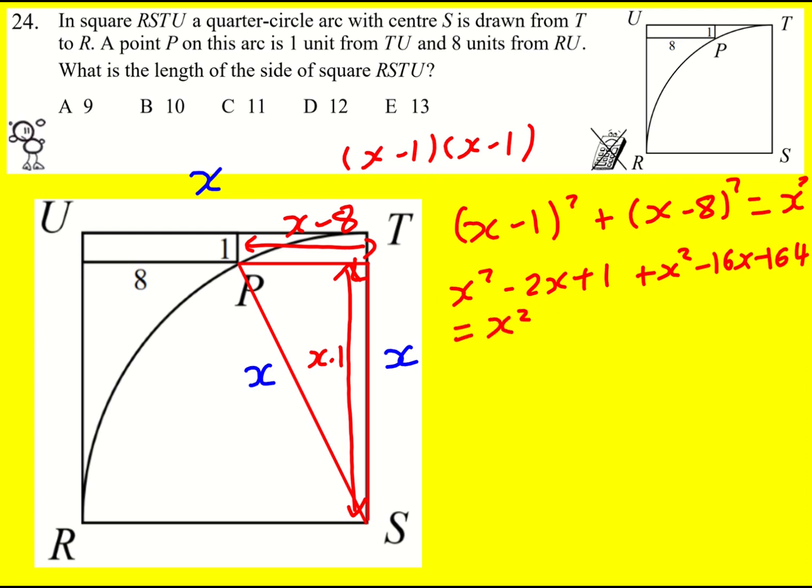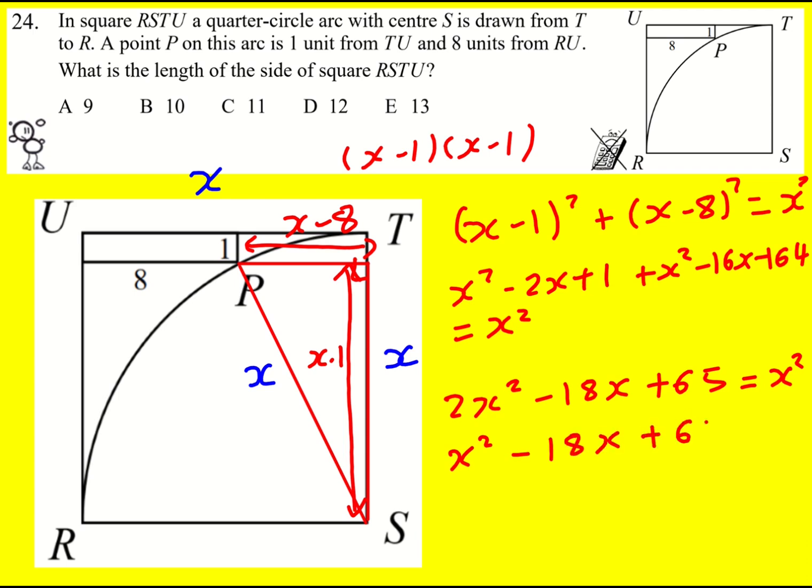Sorry, I couldn't quite fit it in. I'm going to simplify this. 2x squared minus 18x plus 65 is equal to x squared. Solving a quadratic, you always try and set it equal to 0. So x squared minus 18x plus 65 is equal to 0.